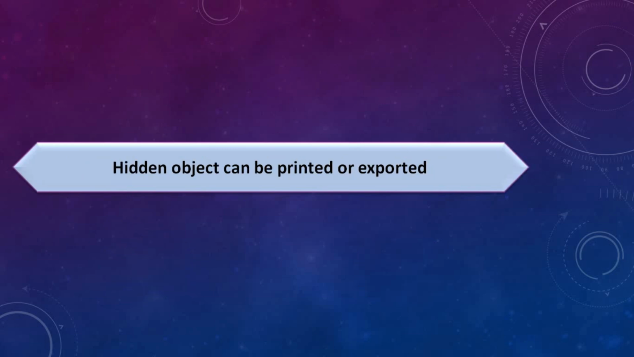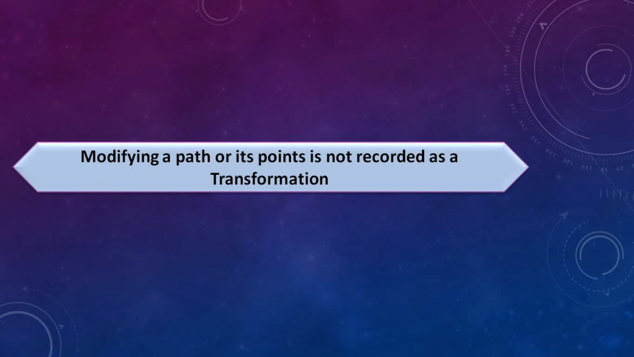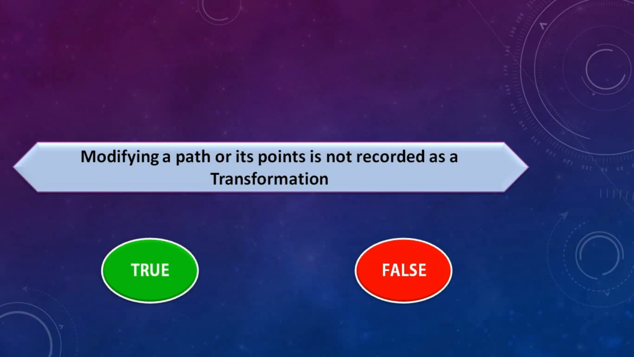The next one, hidden object can be printed or exported. True or false? The answer is false. Hidden objects will not be printed or exported. Modifying a path or its points is not recorded as a transformation. Is it true or false? Yes, the answer is true. Modifying a path or its points is not recorded as transformation.